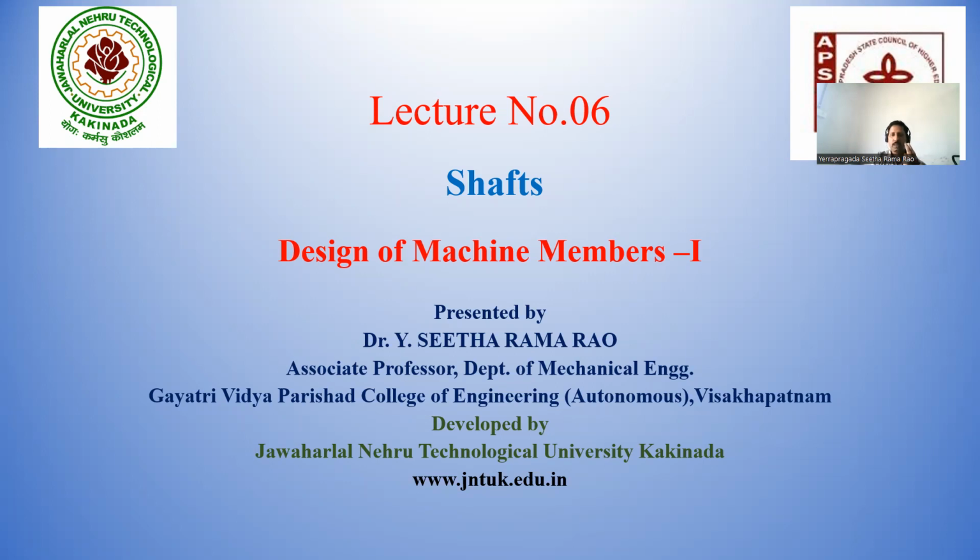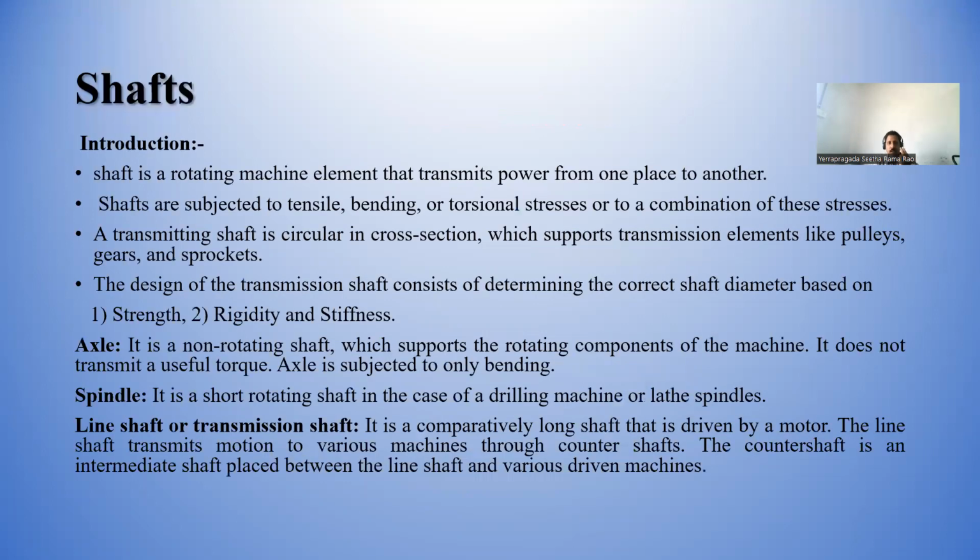So, the shaft is nothing but a rotating machine element that transmits power from one place to another, and shafts are subjected to various stresses like tensile stress, bending, or torsional stresses, or a combination of these stresses. In general, the shaft is of circular cross section and it supports transmission elements like pulleys, gears, and sprockets.